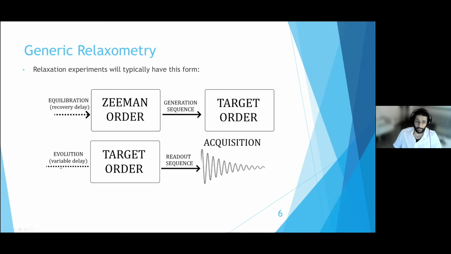After that, you have a specific generation sequence to generate whatever kind of order you're interested in. You let that order evolve for a certain while. You may do some manipulations to it, change some things, change the field, for example. Then after that time is up, you still have some of your target order left, and you read out how much of it remained in an acquisition step. Really, what we're going to be talking about here are these steps about generation and readout of these very interesting spin order configurations.